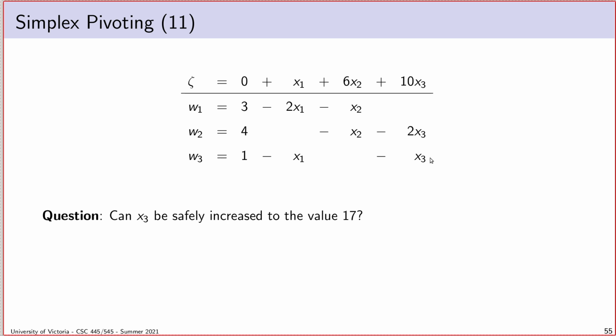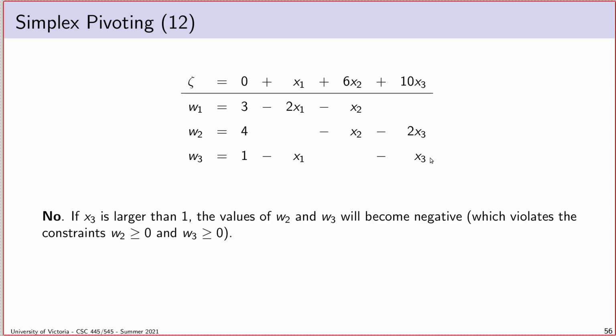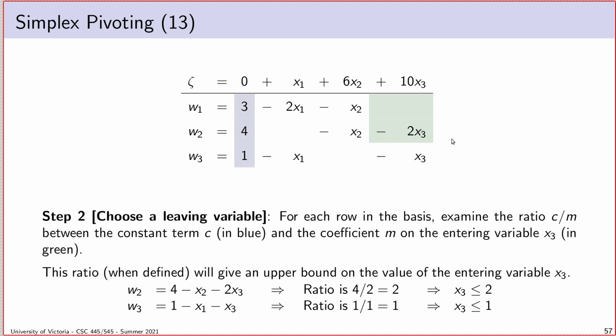And so the slides are now, I've gotten ahead of the slides a bit. The question is, can I increase x3 to be 17? And the answer is, well, no, because if I do that, if x3 is larger than 1, then W3 goes negative. And if x3 is larger than 2, then W2 goes negative, and I'm not allowed to let any variable go negative. So what I need to do is choose a leaving variable.